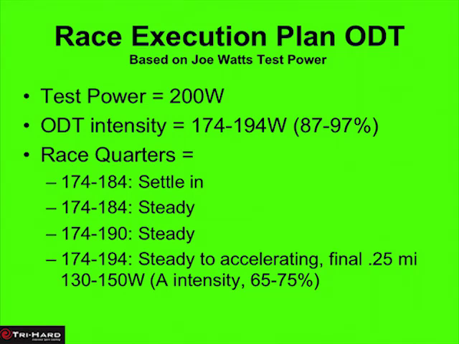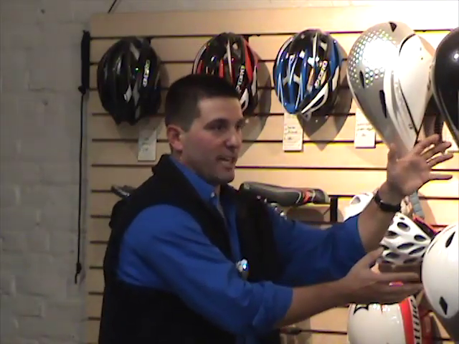We've got an Olympic distance triathlon here for Joe Watts, and remember his test power is 200 watts. So his Olympic distance triathlon intensity, we're going to estimate that out to about 174 to 194 watts. Now, the catch to this, I would say, is this is a vacuum here, right? Ideally, Joe Watts would have been doing workouts. Remember that race-like workout? He would have been doing his brick workouts, and he would have been factoring in some Olympic distance triathlon intensity within those workouts.